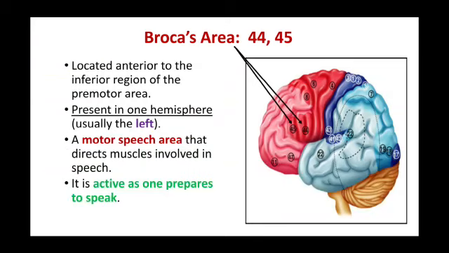So next area is the Broca's speech area, area 44 and 45, located anterior to the inferior region of the premotor area. It is present in one hemisphere, usually the left. The motor speech area directly involves muscles of speech. It is active as one prepares to speak.